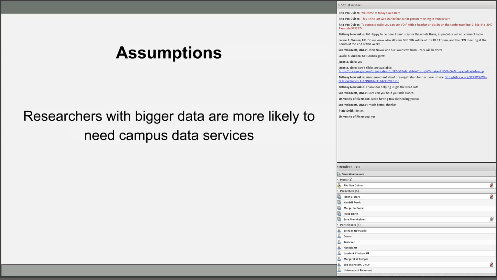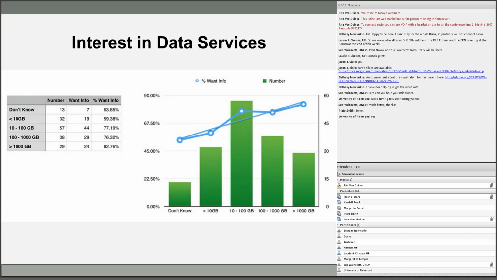For interest in data services, we thought researchers with bigger data were more likely to need us, and that was also true. As the data got bigger, more people reported that they wanted information about our services.